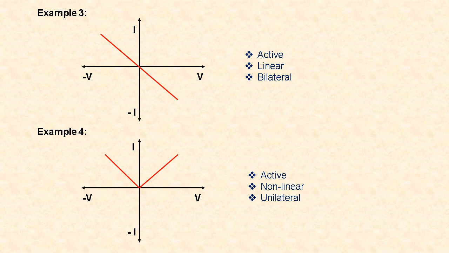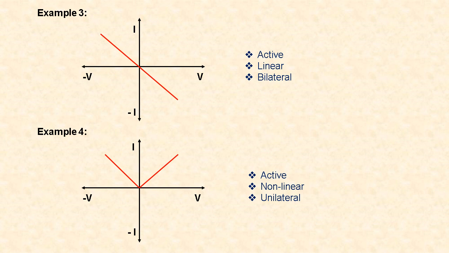If you see the fourth example, the VI characteristic is not a straight line, and also it doesn't have a constant slope. So it is a non-linear characteristic, and also the V by I ratio is not positive, that is, the impedance is negative. If you see the first quadrant, it is positive, but if you see the second quadrant, it is negative. So it is an active element, and also it doesn't offer the same impedance in both directions. So it is a unilateral element.